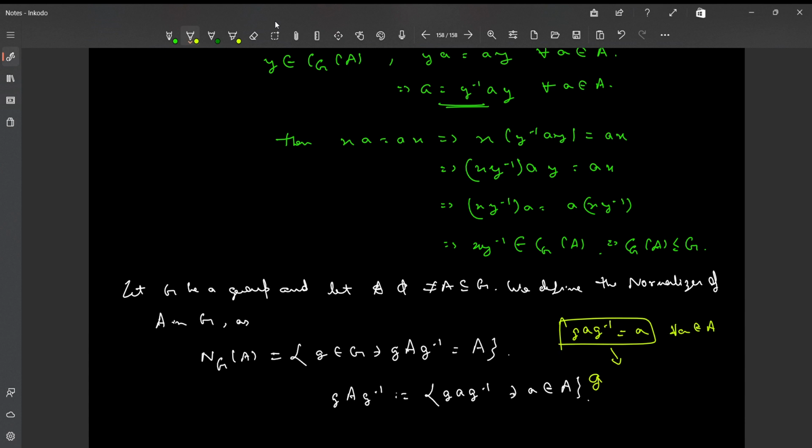So what should be the difference between normalizer and centralizer? Precisely, the fact doesn't lie like that. In the case of a normalizer, gAg inverse equals A merely means that for some a1 in A, there exists some a2 in A such that g a1 g inverse is equal to a2. So these two elements need not coincide. That's the problem. So it is not exactly the same as a centralizer. Indeed, if you have a fixed subset A, then the centralizer of that subset A in G is a subgroup of the normalizer of that subset A in G.